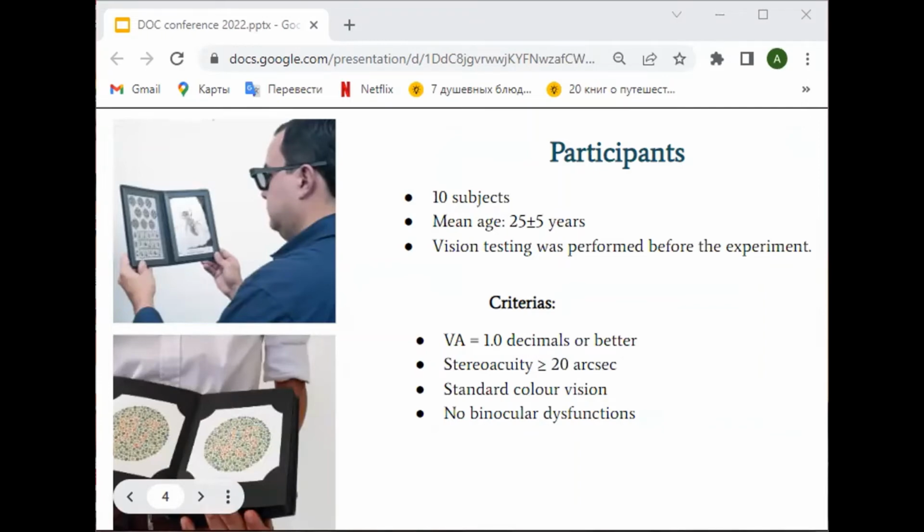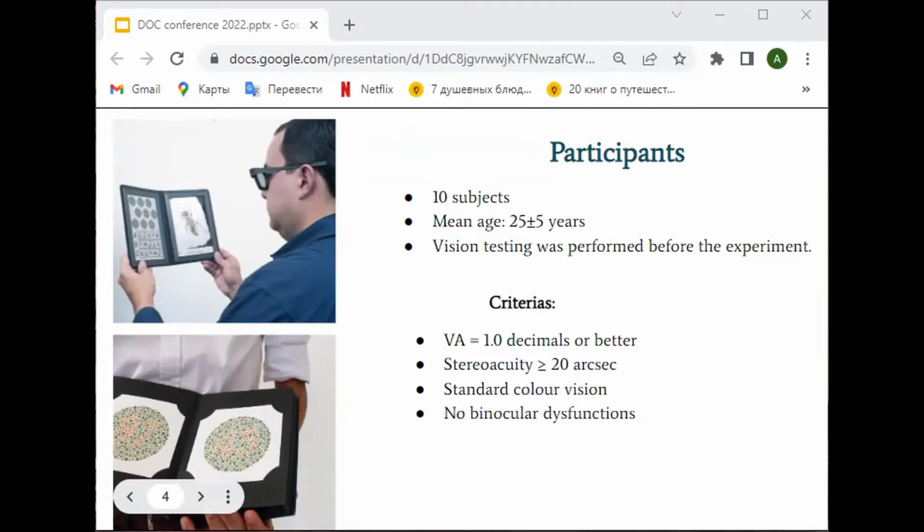In order to research the effect of the different types of disparities on the EEG components, in the current study, 10 subjects were recruited in the age range of 20 to 30 years old. Vision examinations were performed in advance, and the main inclusion criteria were that the participants have no binocular dysfunctions. Visual acuity, evaluated using Snellen's chart, had to be normal or corrected to normal, which was 1 decimal or better.